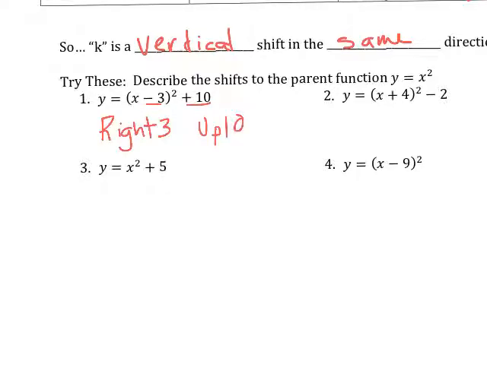That's it. Okay, number 2, inside the parentheses, opposite what I think. That's left 4. Outside the parentheses, exactly how I would think. Down 10. Or excuse me, 2.